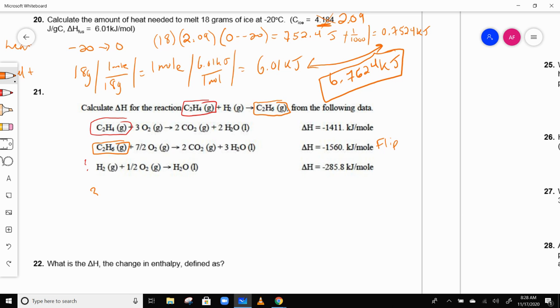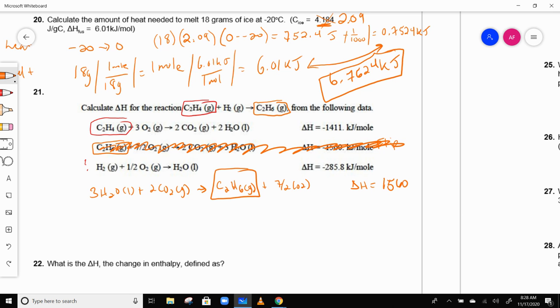So we're going to get 3H2O plus 2CO2 yields C2H6 plus 7 halves O2. And now our delta H is positive 1560. And we can get rid of that one. Okay, now it's in the right spot. Whoops, it wasn't in the right spot before.